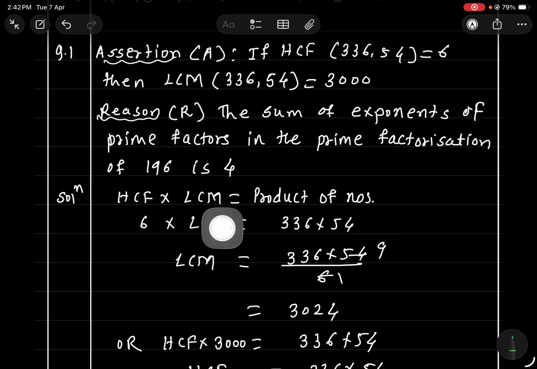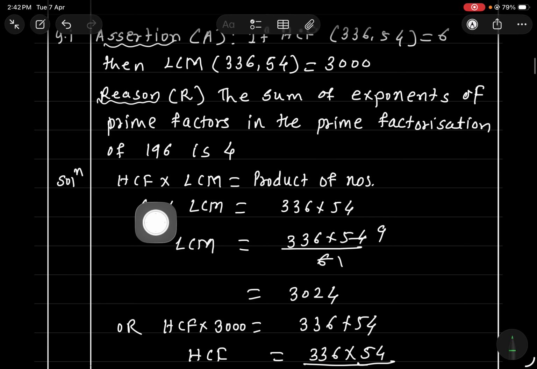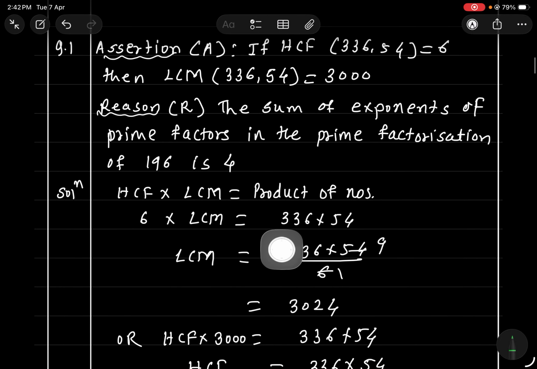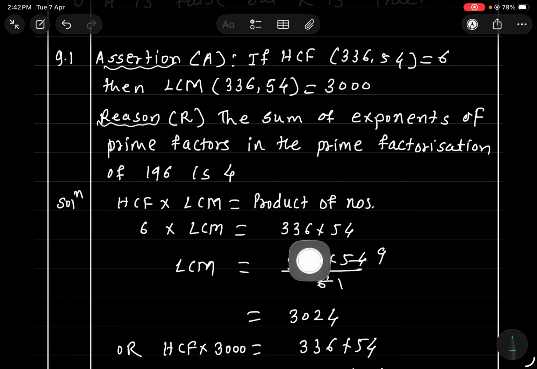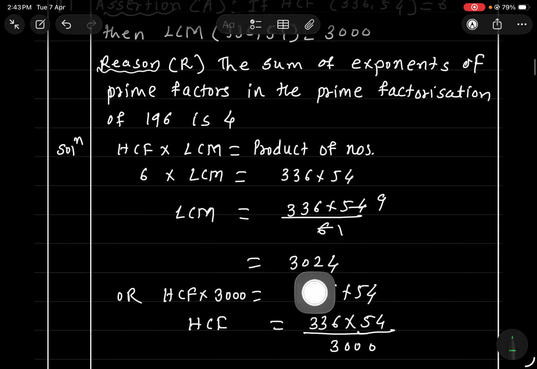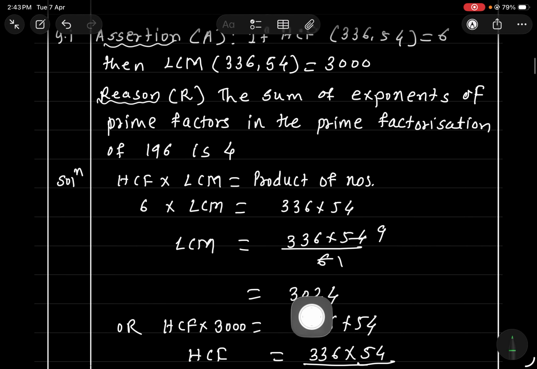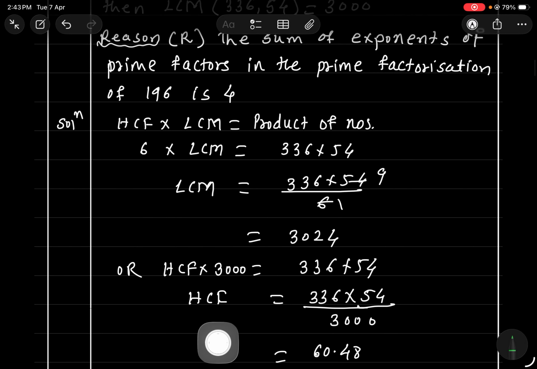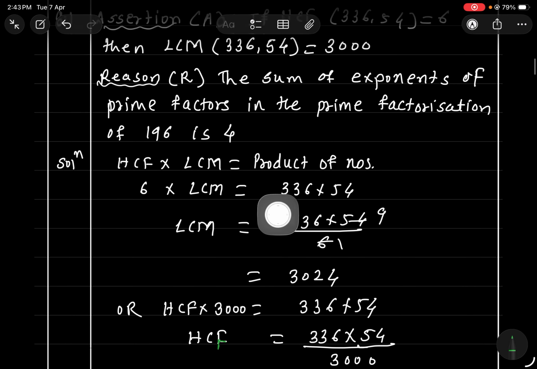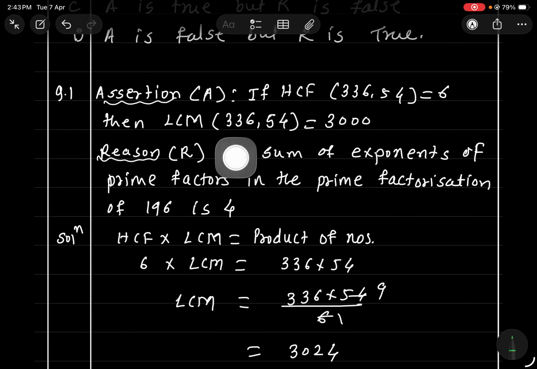Here, HCF into LCM equals the product of the two numbers. We know this formula, we studied it. The HCF is 6, so for the LCM, the product of the two numbers is 336 into 54, divided by 6. Then you get the LCM as 3024. Here the HCF and LCM are given, and you have to check whether they are correct or not. The HCF of the two numbers is 6, and the LCM is given as 3000.